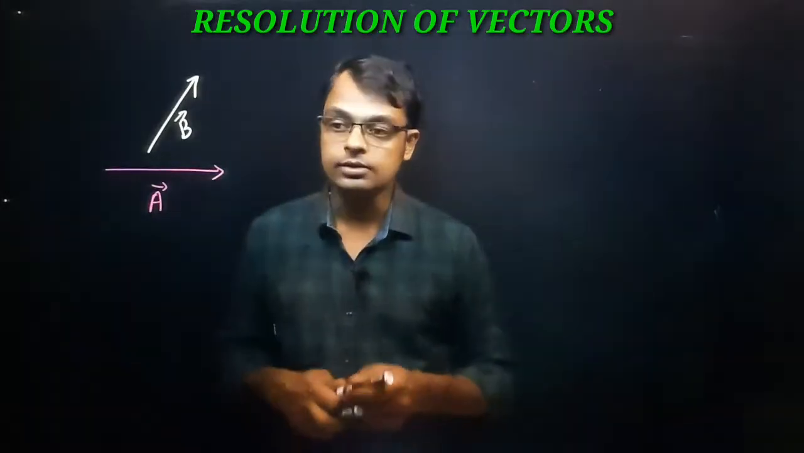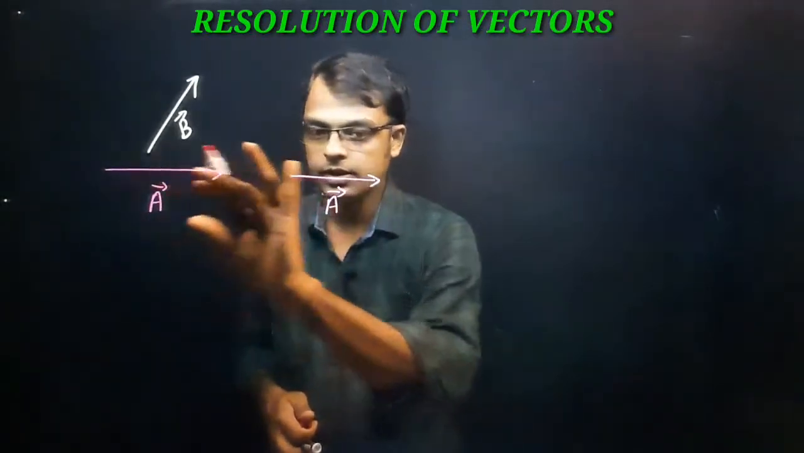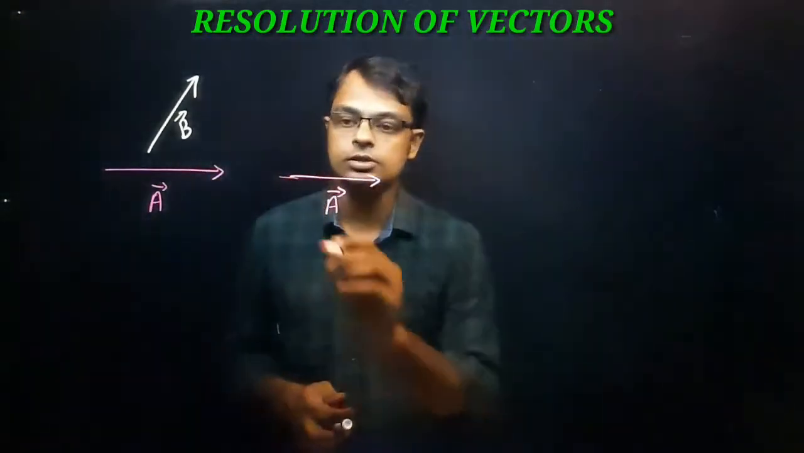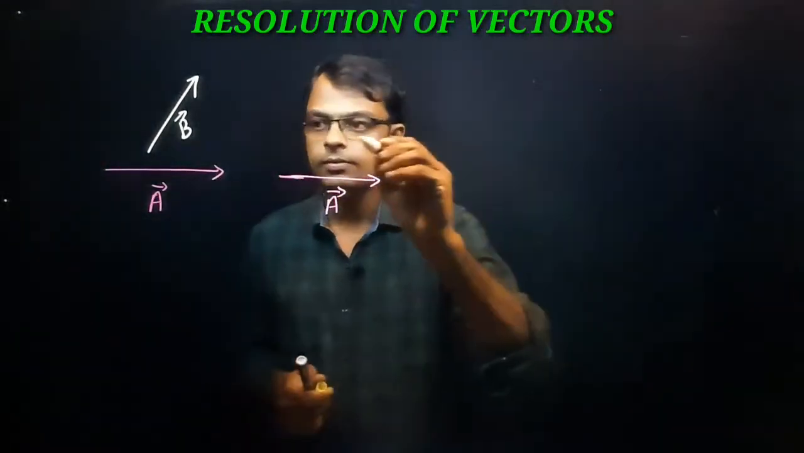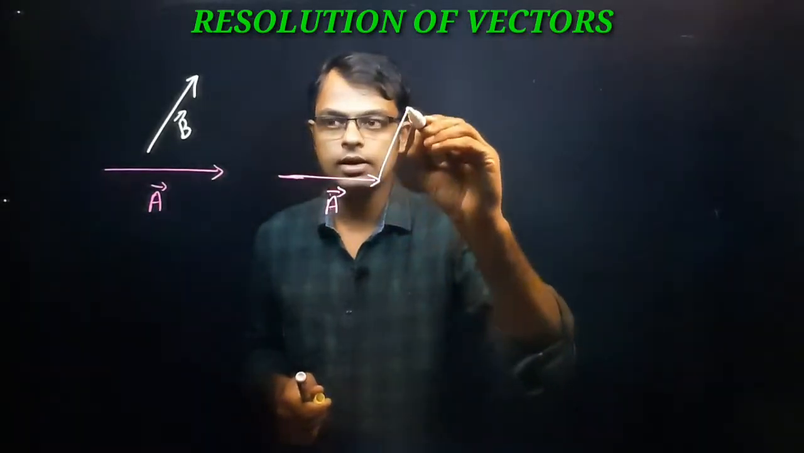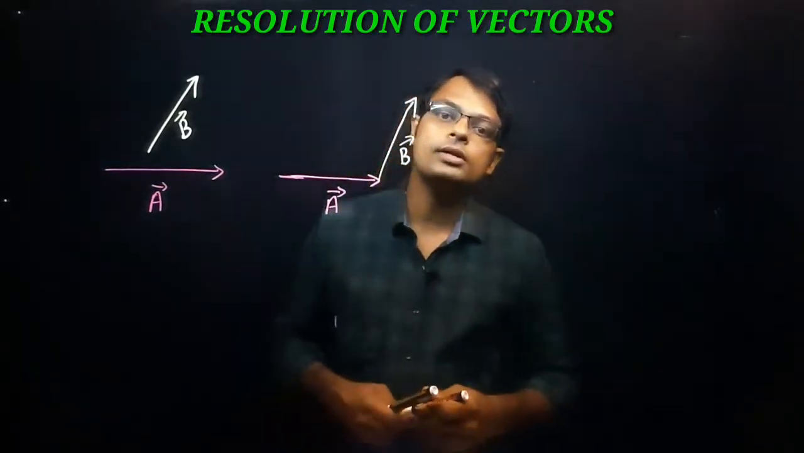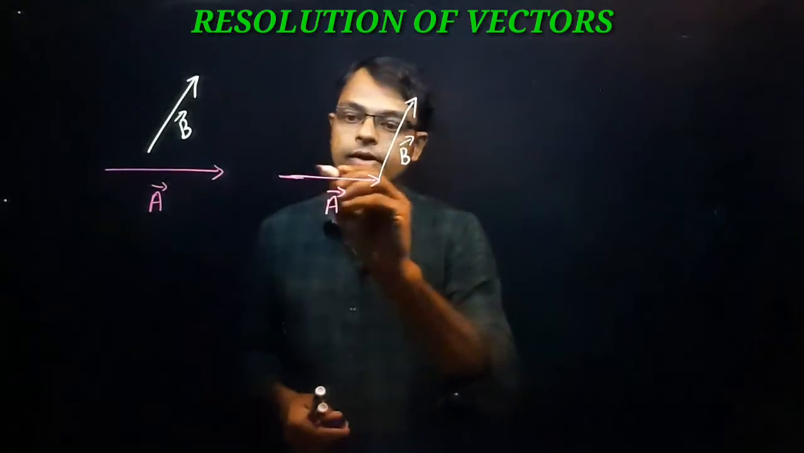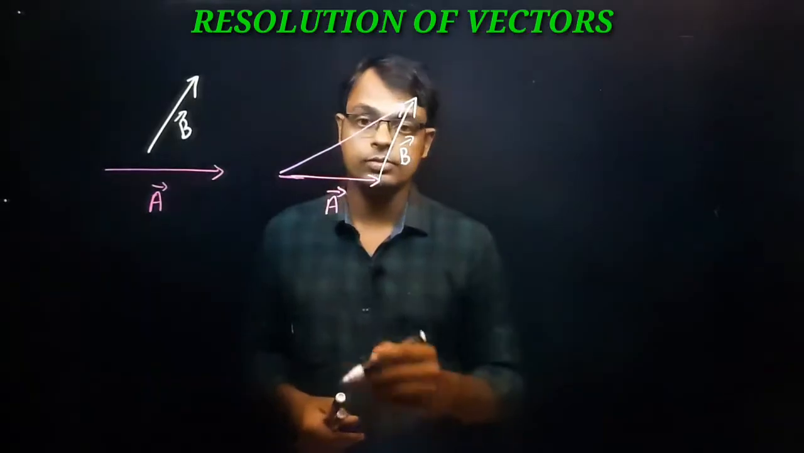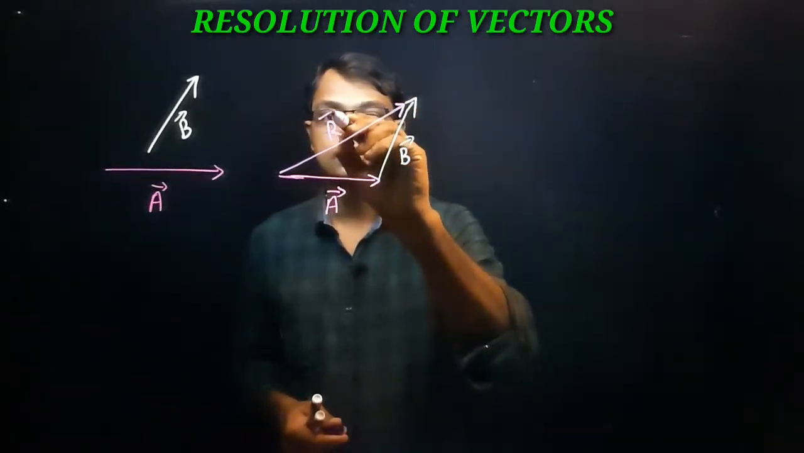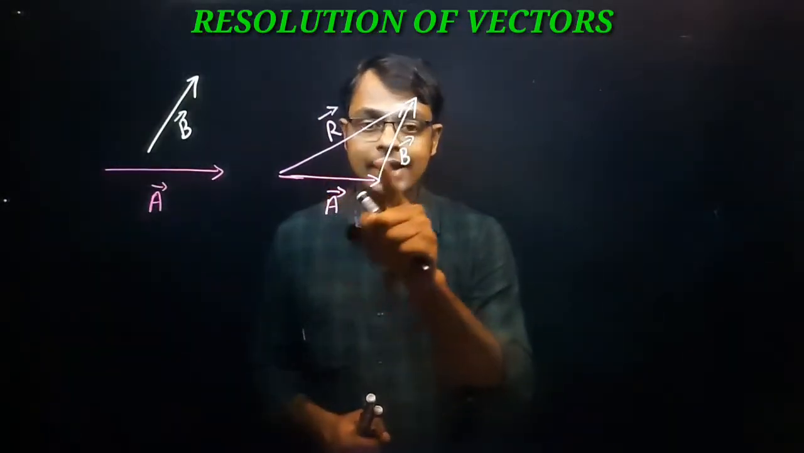That we have already learned by shifting the vector. This is vector A, the same vector I have shifted here without changing the magnitude and direction. Now I shifted the vector B without changing the direction, exactly parallel. This is vector B. Now we have to calculate the resultant vector. How to calculate the resultant vector? Just join the tail of vector A to the head of vector B. So here we got what? The resultant vector R.